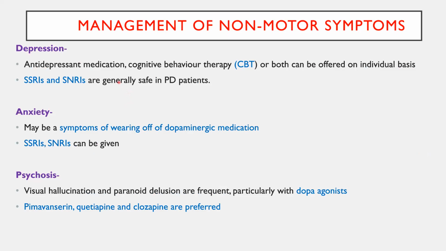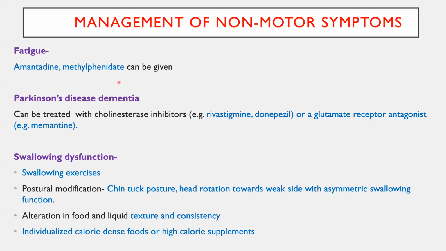In a Parkinson's patient with psychosis, you need to be very cautious, because if you give antipsychotics, Parkinsonism will worsen. If you don't give, again, it would be problematic for the patient and neighbors also. So low dose pimavanserin, quetiapine, or clozapine can be given, because these have the least extrapyramidal symptoms. For fatigue, you can give methylphenidate and amantadine, because these have glutamatergic action. For Parkinson's dementia, you can give cholinesterase inhibitors like rivastigmine, donepezil, and memantine can also be given.